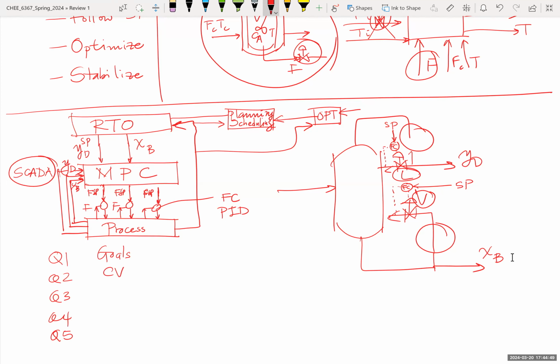What do I measure and what do I manipulate? The control variables, the manipulated variables. How are these interconnected? And then eventually at the very bottom, I have the control law. Most of what we deal with in these courses is this, and there is maybe a little bit of that.